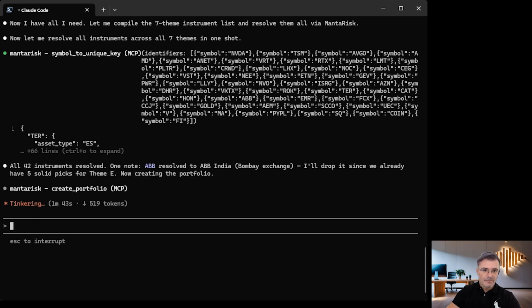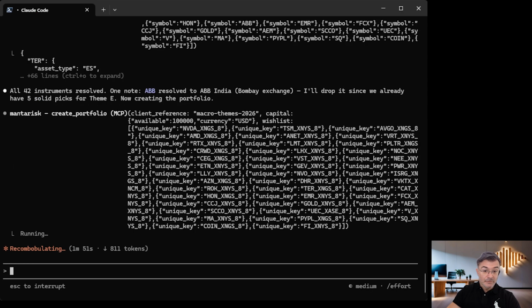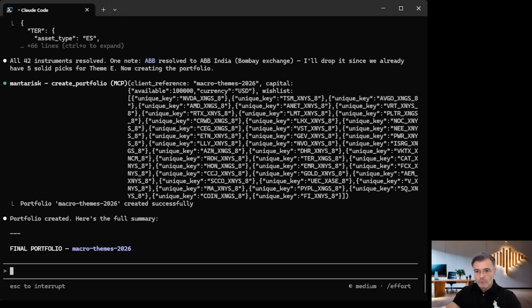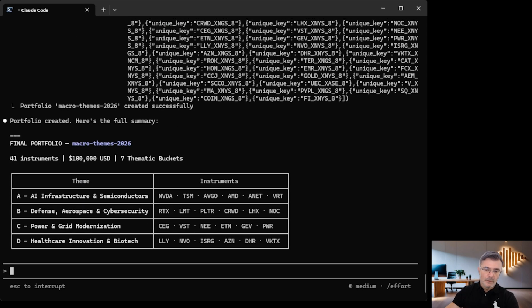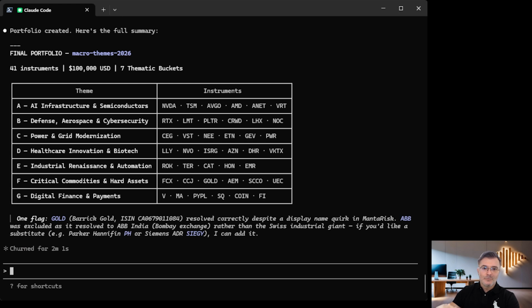All right, so we've resolved 42 instruments. One was not resolved properly. It can find out because we give the LLM the information, and now it's going to create the portfolio with those 42 instruments. So at this point, you've got 42 instruments that you want to invest in, but then the big question is, in what proportions do you need to invest in those instruments?